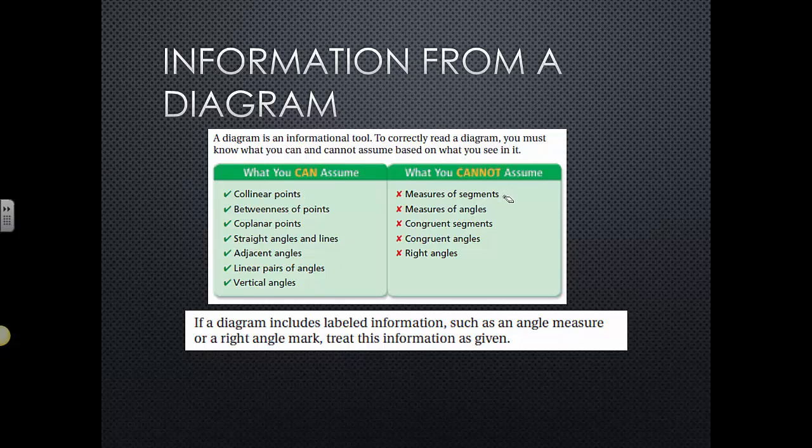Things that people try to assume but that they cannot assume is the measures of segments, the measures of angles, the congruent segments and congruent angles. You cannot look at a diagram and say that angle A is congruent to angle B because it looks like it is. That's not okay. And you cannot assume that angles are right angles. The only time you can do that is if it has the right angle mark in the corner. Okay, so if a diagram includes labeled information such as angle measures or right angles, then you can treat that information as given. You can put it in this safe to assume column.